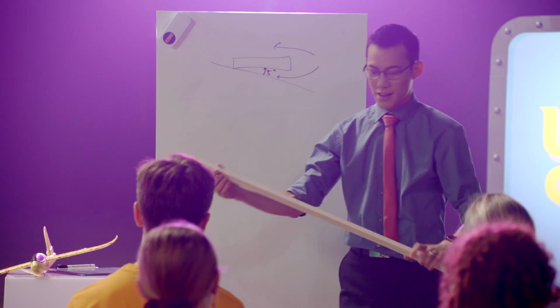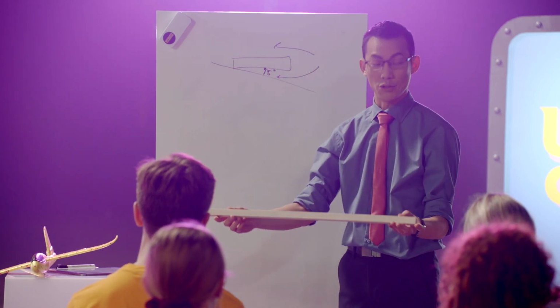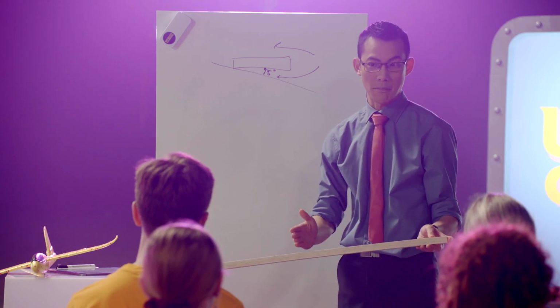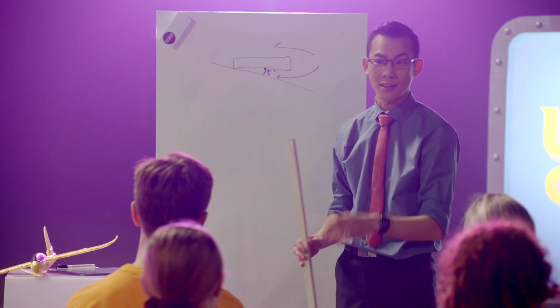You are going to make your fuselage out of a piece of balsa wood. This part's important, you'll need to measure it. You're limited to 50 centimeters. That's the longest that you can make it. But in terms of the wingspan, that's up to you.